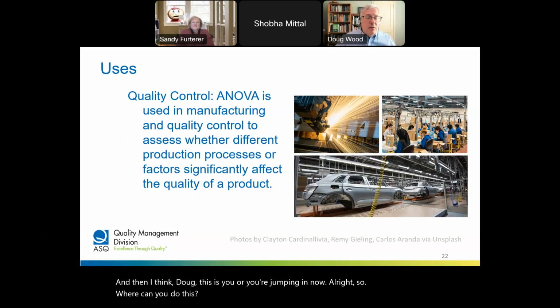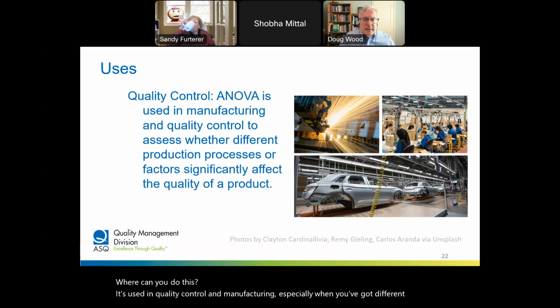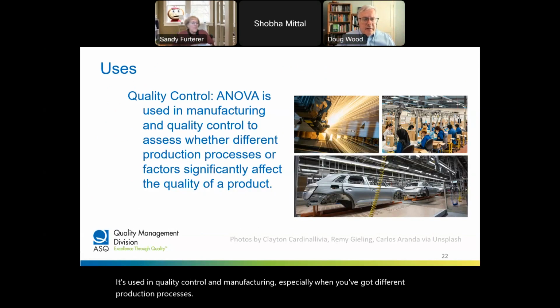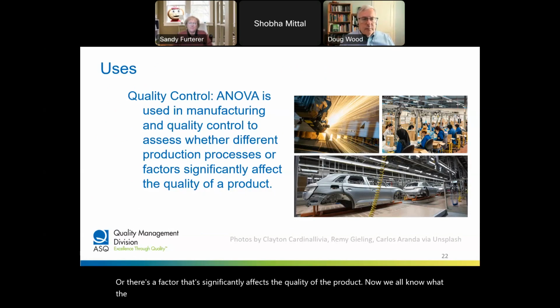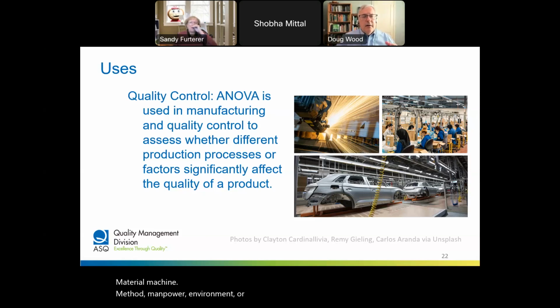So, where can you do this? Well, it's used in quality control and manufacturing, especially when you've got different production processes, or there's a factor that significantly affects the quality of the product. Now, we all know what the 7 M's are, right? Material, machine, method, manpower, environment, or Mother Earth.